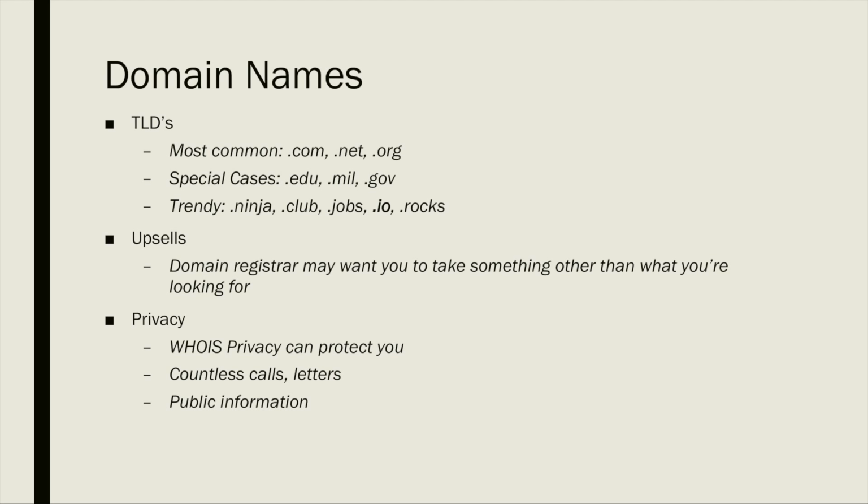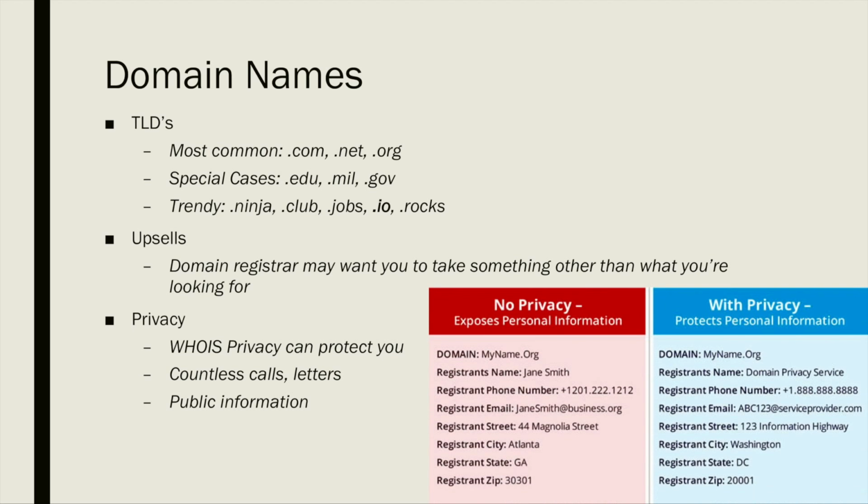Last but not least, privacy. If you decide to go with a domain name registrar and you want to protect your information, which I highly recommend you do, you can pay a little extra for domain name privacy. What this means is that it's actually going to obfuscate your information from public records. On the left, in the red box, you see a lot of personal information such as phone number, email address, street, city, and even your zip code. Well, if you pay a little extra, such as $3 to $4 per domain, you can get privacy protection such as the blue box on the right.